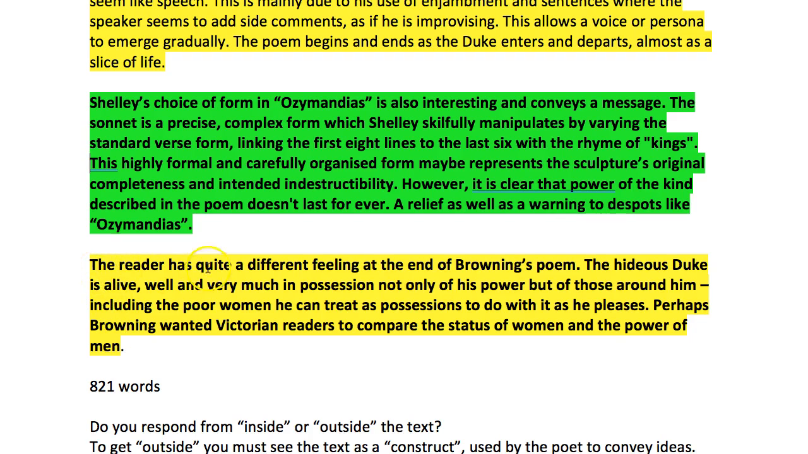The reader has quite a different feeling at the end of Browning's poem. The hideous Duke is alive, well, and very much in possession not only of his power, but of those around him, including the poor women he can treat as possessions to do with as. So there should be no it there, my apologies. To do with as he pleases. Perhaps Browning wanted Victorian readers to compare the status of women and the power of men.